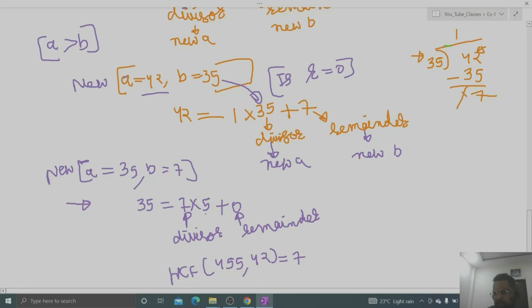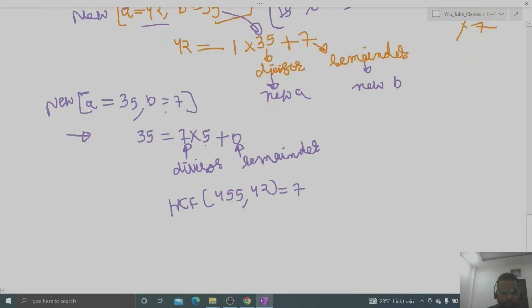So I apply the process again on these two numbers a and b, to find the quotient and the remainder uniquely. You can see here, 7 into 5 is 35 plus 0, because our remainder is 0 in this case. So here we have to stop, and our HCF will be this divisor. At the end, when r becomes 0, at that step our HCF is the divisor. So our HCF of 455 and 42 is 7.